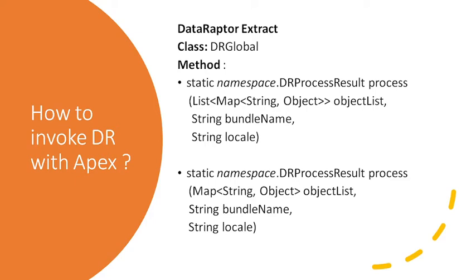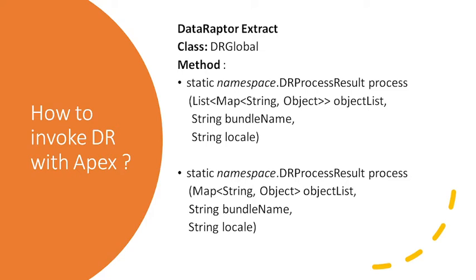Here, if you observe the methods, there are two methods with the same name but different parameters. If you observe the first one, it is a static method, and it will return namespace.DRProcessResult. It's the return type of the method.